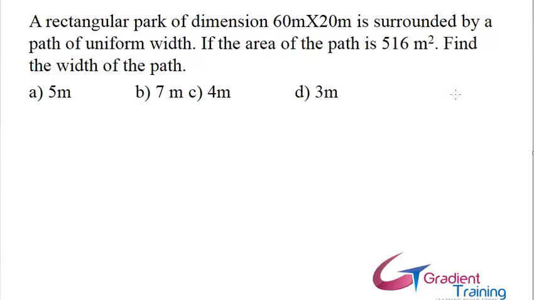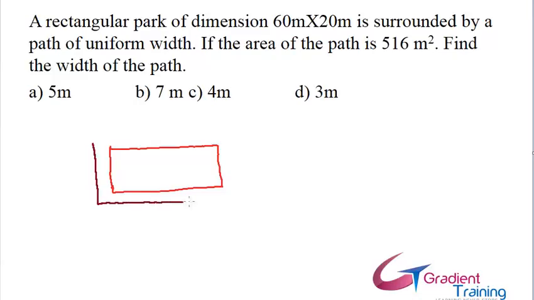They get the answer, but they get the answer after spending a lot of time if they get into the trap of lengthy calculation. So a rectangular park of dimension 60 meter by 20 meter is surrounded by a path of uniform width. So let's say this is the rectangular park and this is surrounded by a path of uniform width, and since it is surrounded, it will definitely be surrounded from all sides.